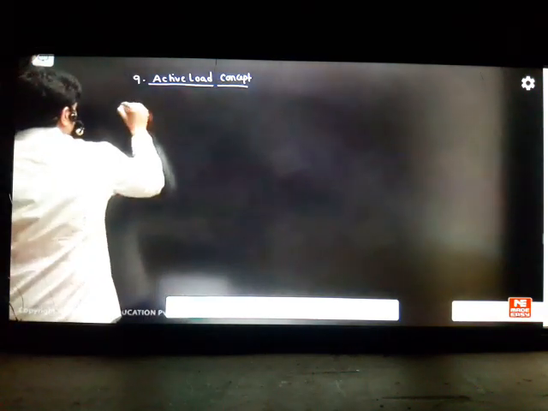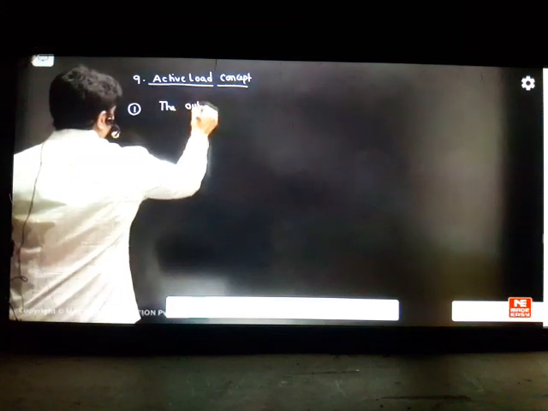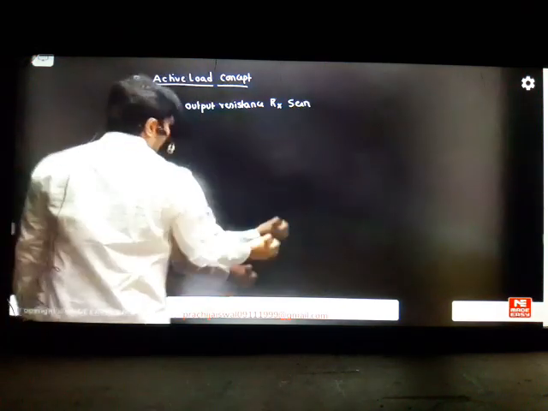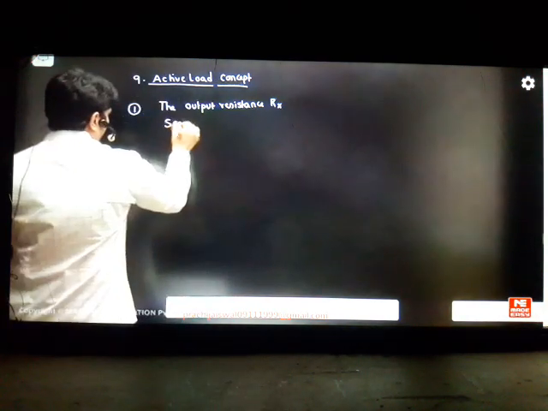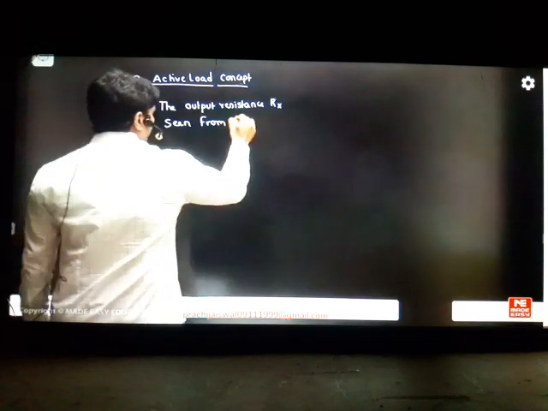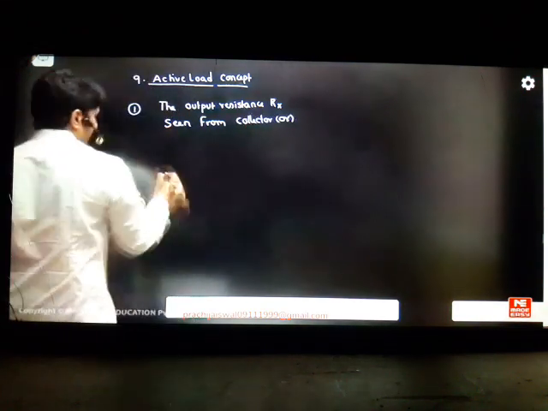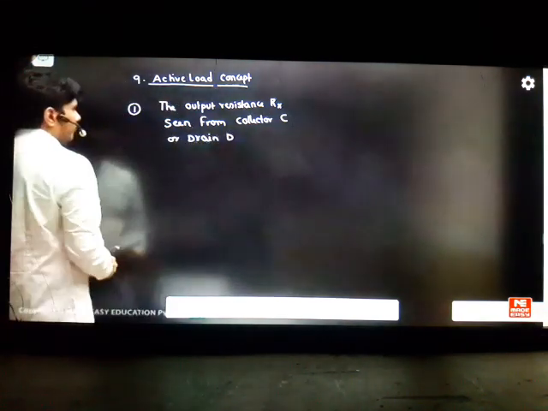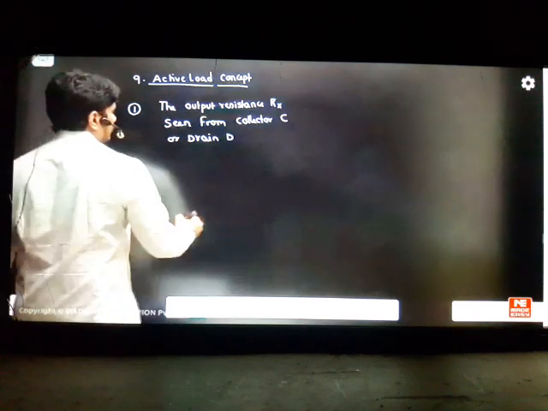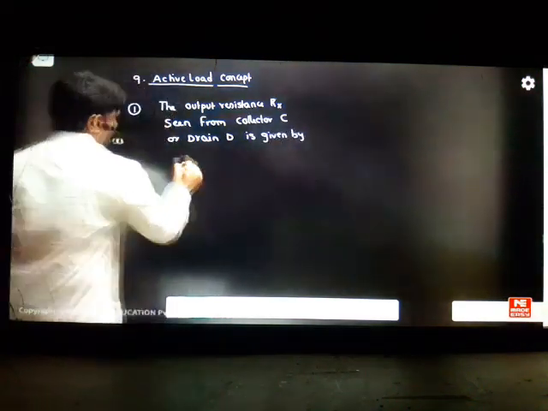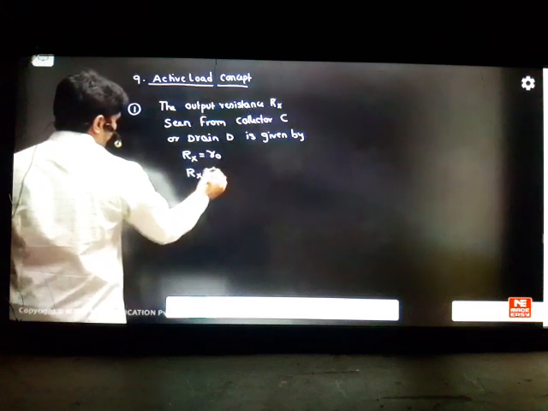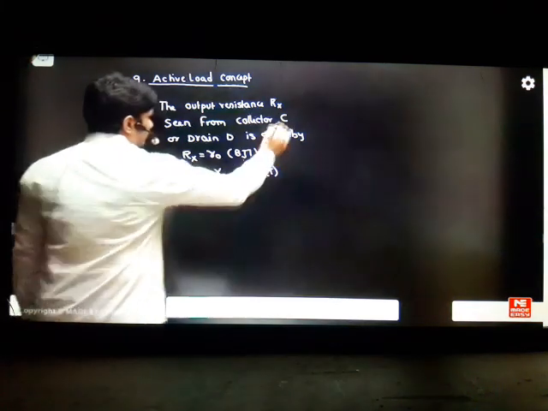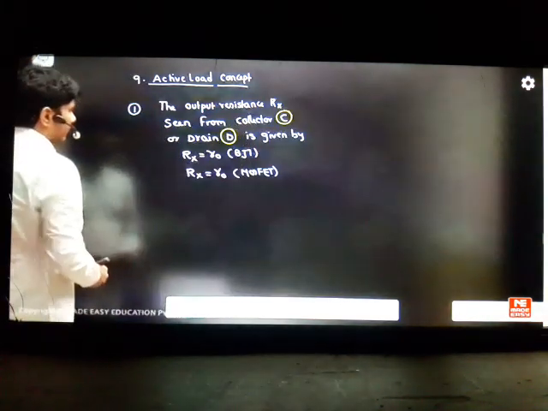Point-wise I'm writing. First point: the output resistance Rx seen from collector C or drain D is given by Rx equal to R naught. In case of BJT and in case of MOSFET, both will have the same answers. You just note these points: whenever you see collector C or drain, your answer will be the active load resistance like this.